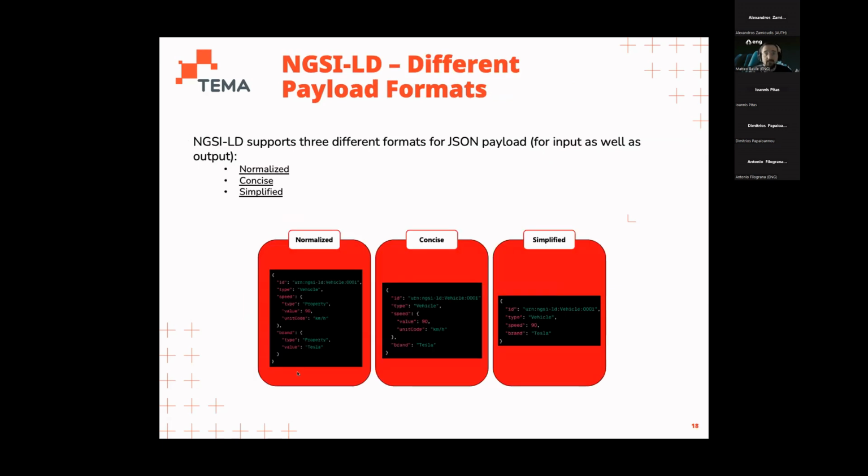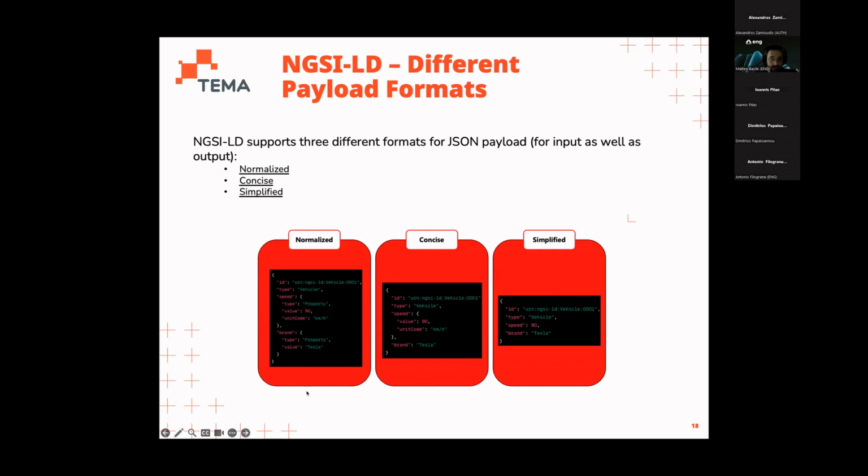Before we see the API, let's see the different payload formats. So when we talk with an NGSI-LD context broker, we can use different formats of JSON-LD. These three here are JSON-LD, but in this case, we have the normalized format. And the difference is the attribute. You see here, in this case, we have the attribute with the type and value and also the sub-attribute unit and also the sub-attribute unit code. The same for brand, we have type and value. The brand attribute in this case hasn't a sub-attribute.